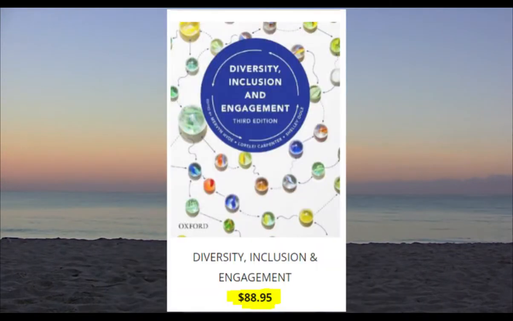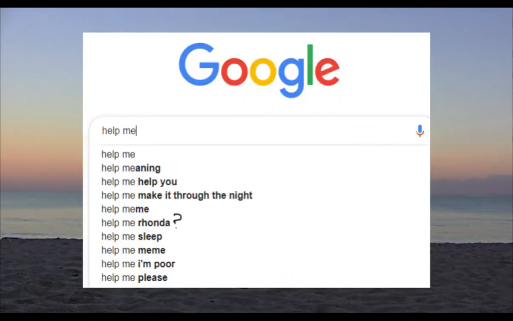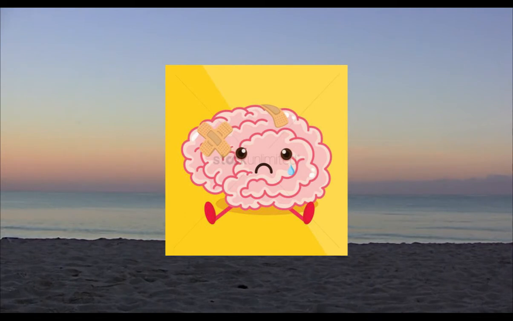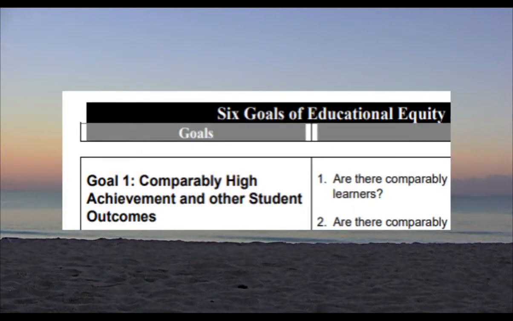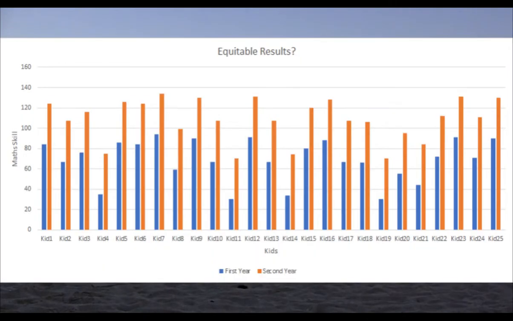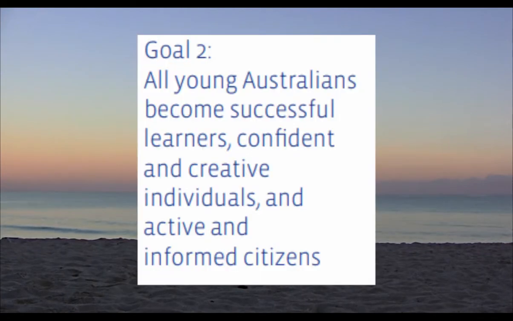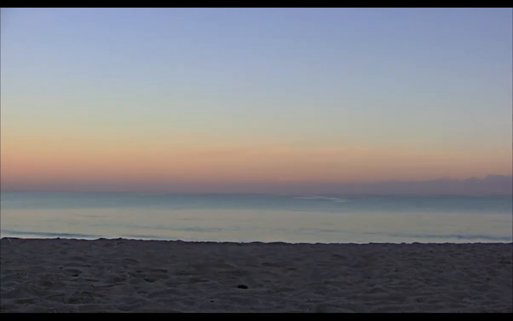So I did some reading of our textbook for this class, some googling, and some philosophical thinking on my own to come to the conclusion that I've really got no idea. Some things I found suggested one year's worth of growth per student, but then that made me wonder about low achievers and how that would apply to them. And the Melbourne Declaration just says all young Australians become successful learners, confident and creative individuals, and active and informed citizens, which also sounds nice enough, I guess?